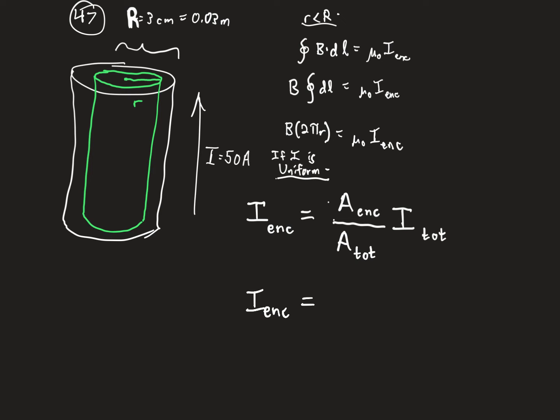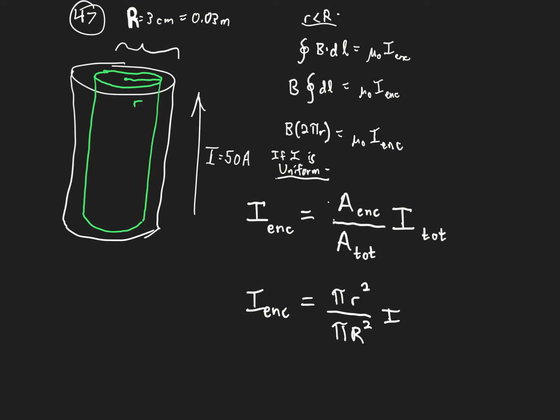What is this area? Circle. What's the area of a circle? It's just pi r squared. Pi times r squared. Which r? Little r. Divided by area total. What's the total area? Pi times big R squared. And the total current is I, which would be 50 in this particular problem.